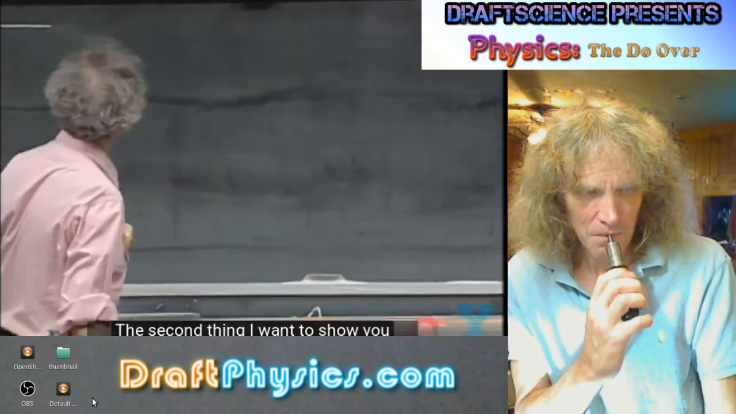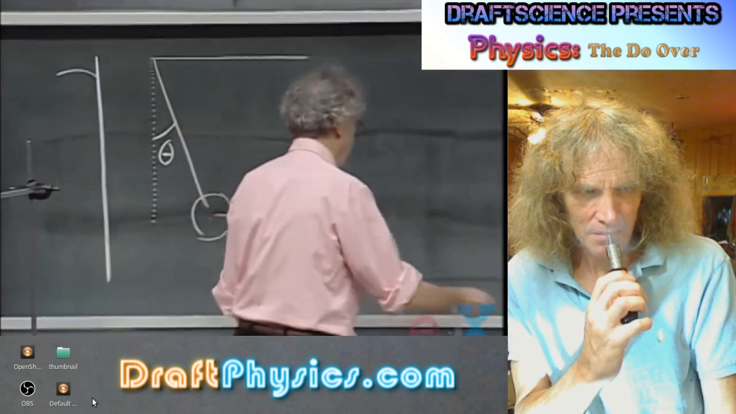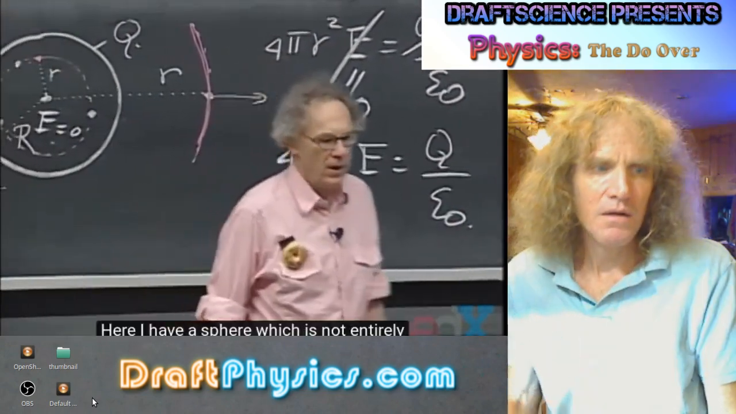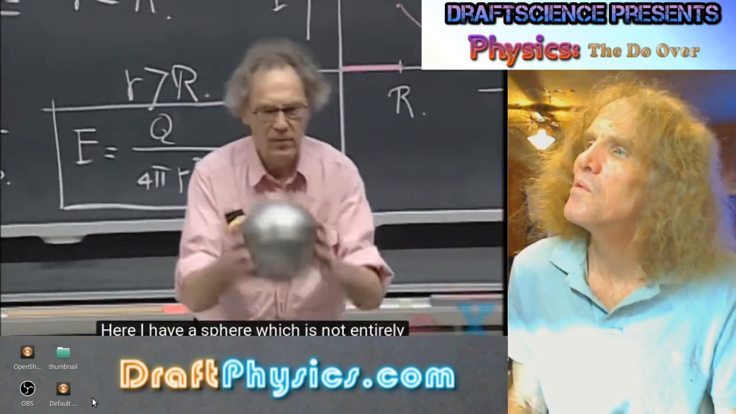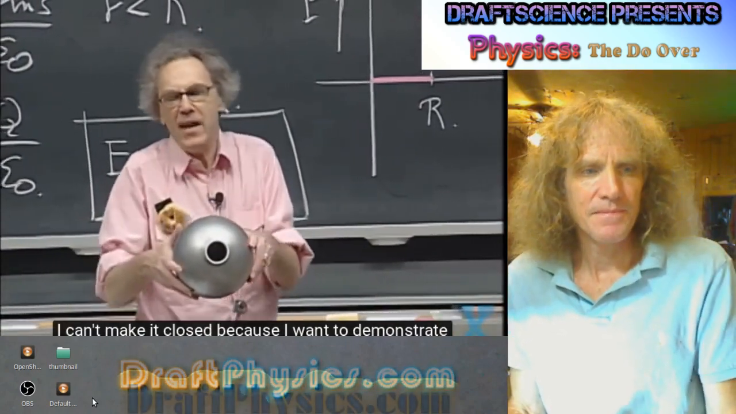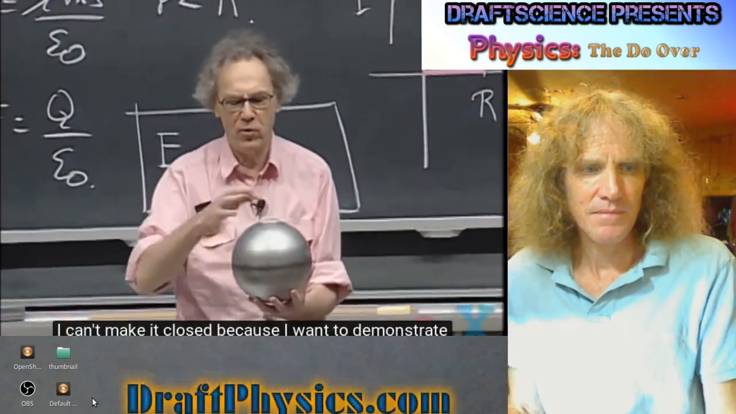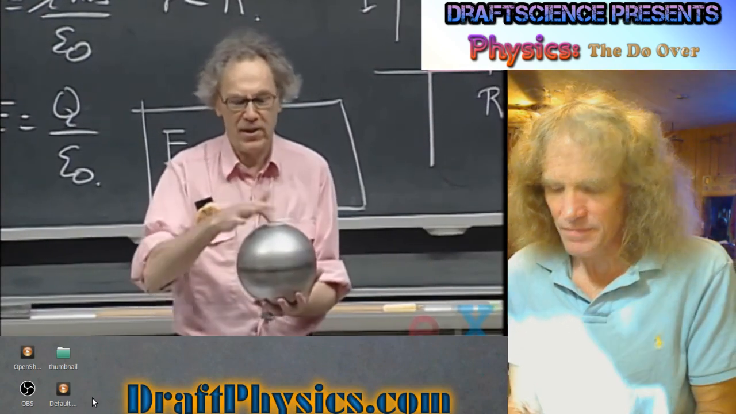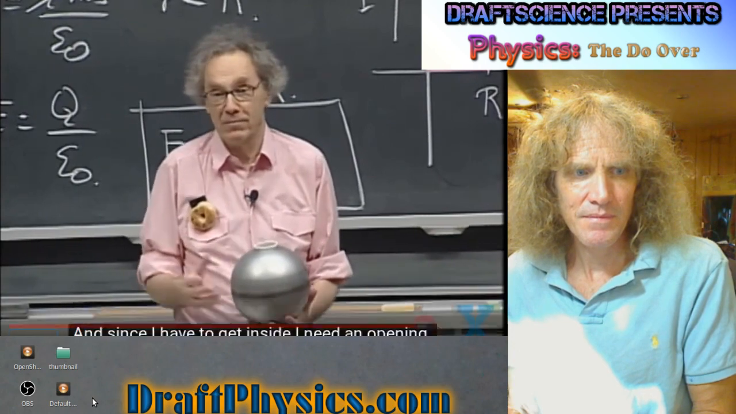The second thing I want to show you has to do with the fact that the electric field inside a uniformly charged sphere is 0. Here I have a sphere which is not entirely closed. I can't make it closed because I want to demonstrate to you that there is no electric field inside when I charge it uniformly. And since I have to get inside, I need an opening.